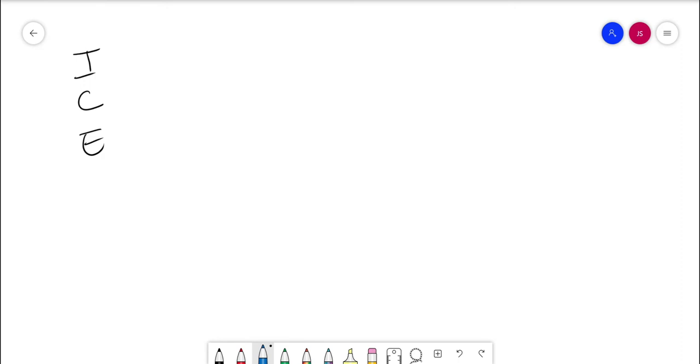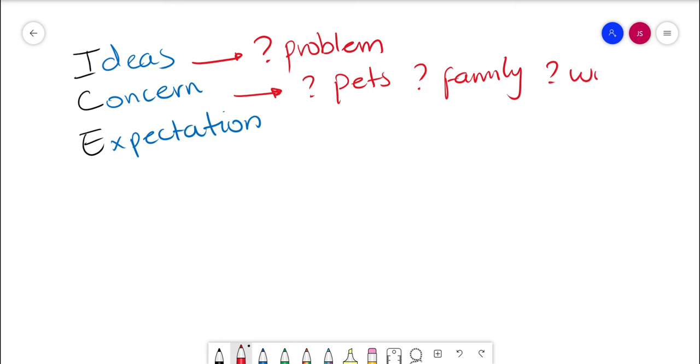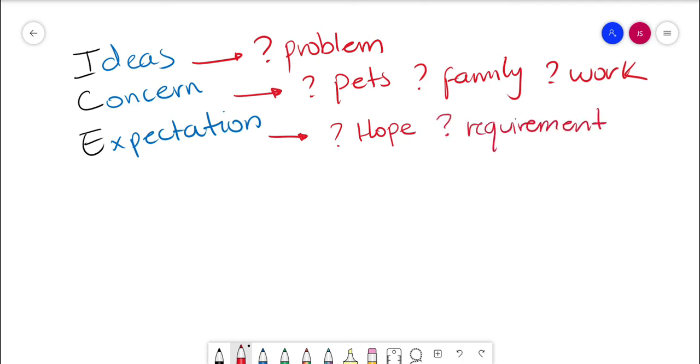Then we're going to focus on ICE: ideas, concerns, and expectations. It's really important for us to make sure that our patient's feeling okay. So ask them, do you have any idea what is going on with you? They might give you an answer. It's going to help you with diagnosis, believe it or not. And ask about concerns. Any pets at home, family, or work? Any expectation, what are they hoping to get out of this consultation? Any requirements that they might have?